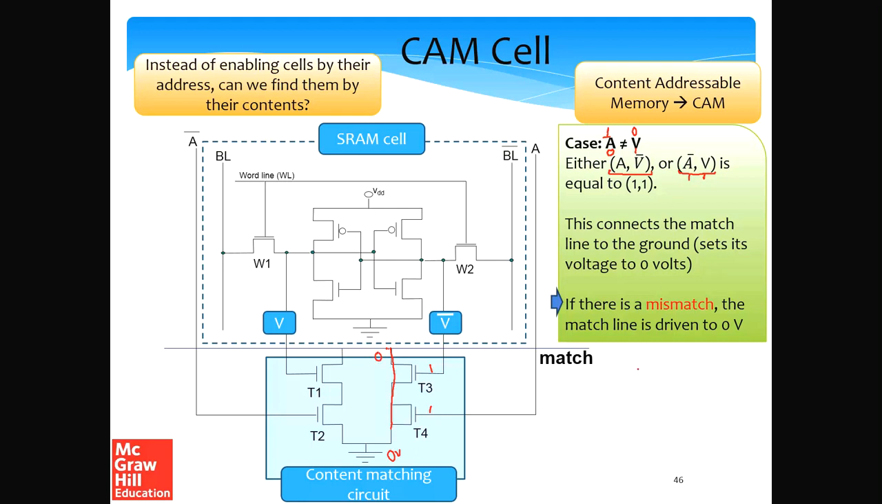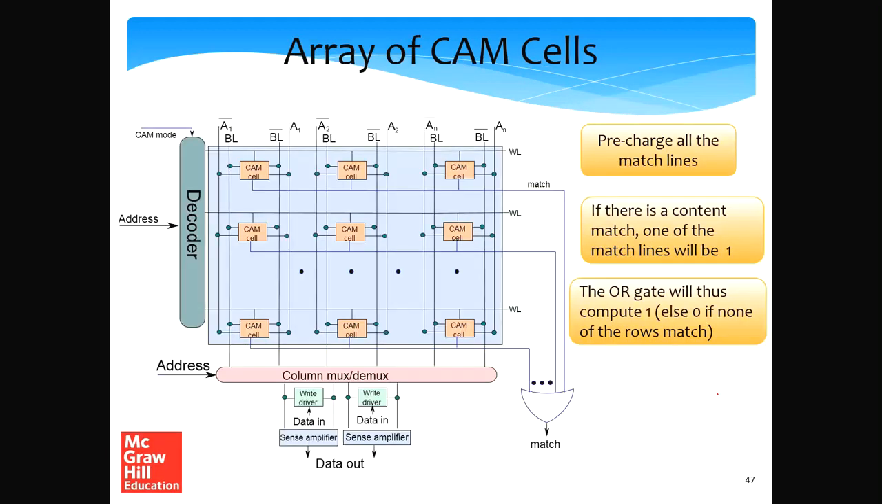So what do we understand? We understand that if A is equal to V, then the match line is kept floating, which means it's not connected to the ground. And if A is not equal to V, then the match line is driven to 0 volts. Right? So that is the important takeaway point from this particular slide, that if there is equality between A and V, then we are fine, the match line is still kept floating, otherwise it is driven to 0 volts.